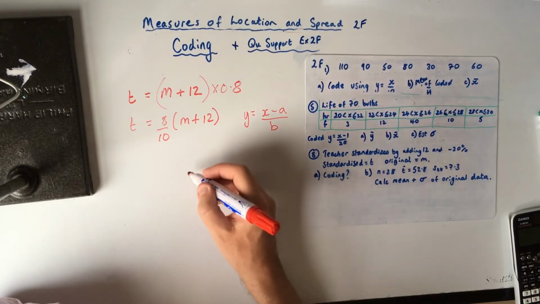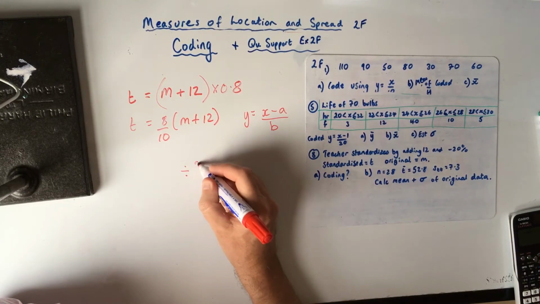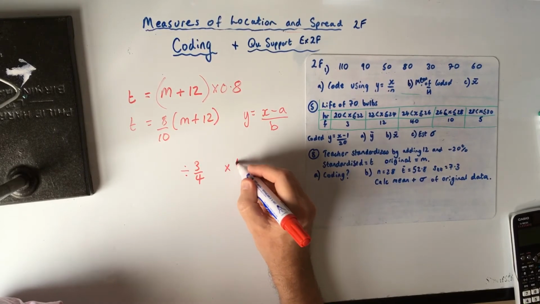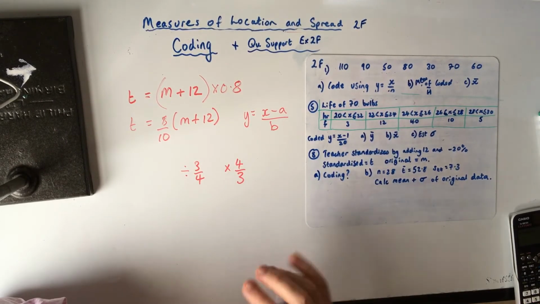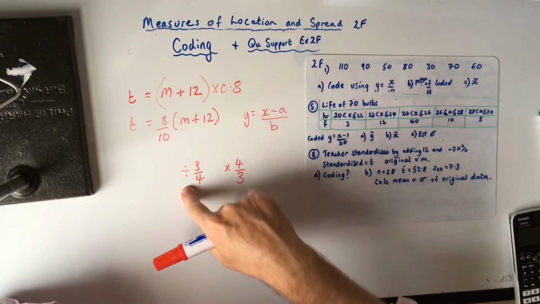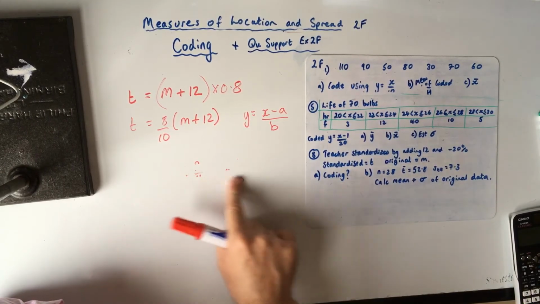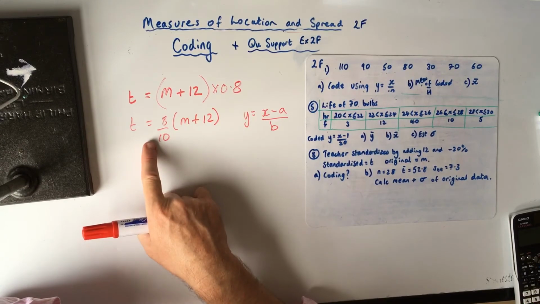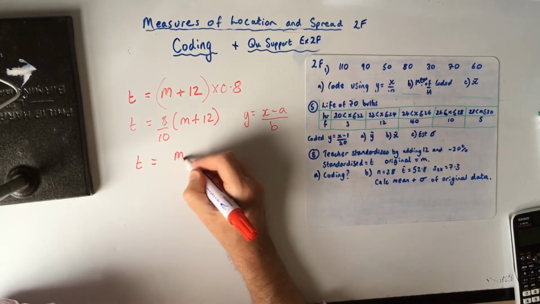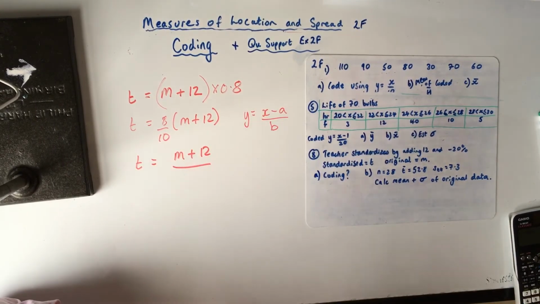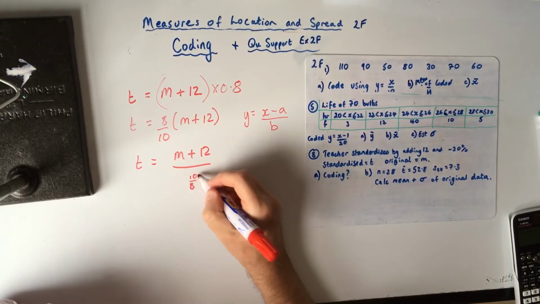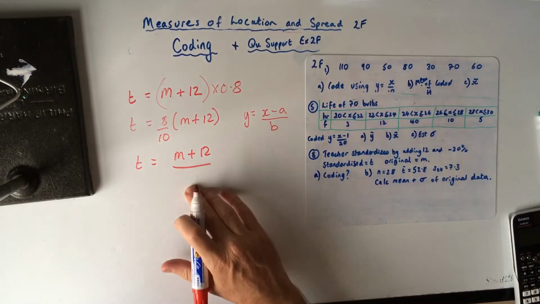When you're dividing by a fraction, if you divide by 3/4, you invert and multiply, don't you? So dividing by 3/4 is the same as timesing by 4/3, and timesing by 4/3 is the same as dividing by 3/4. So timesing by 8/10 is the same as dividing by 10/8. So T is equal to M plus 12 dividing by 10/8, invert and multiply, so it's the reverse of that, 10/8. And 10 divided by 8 is 1.25.